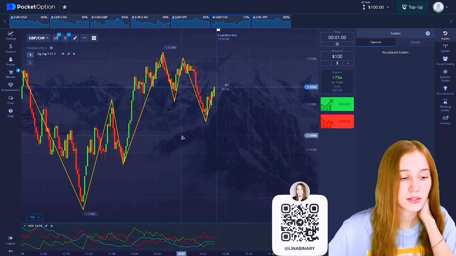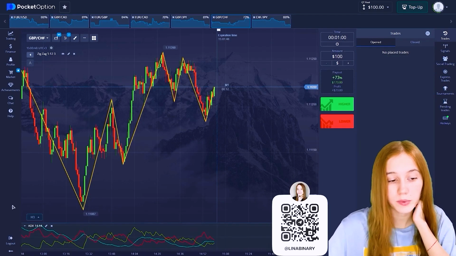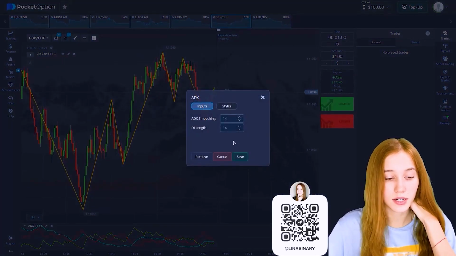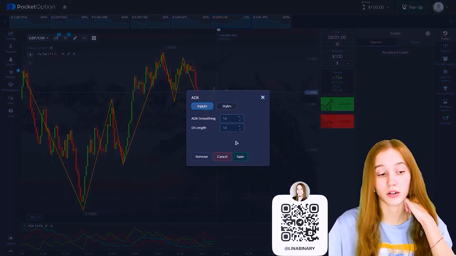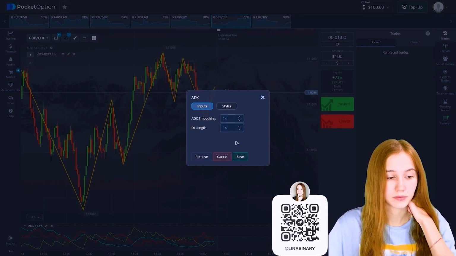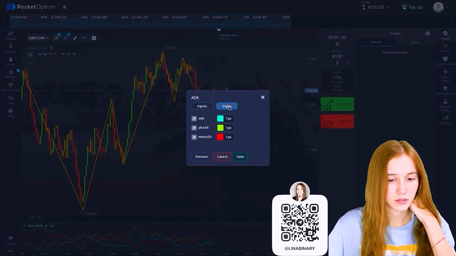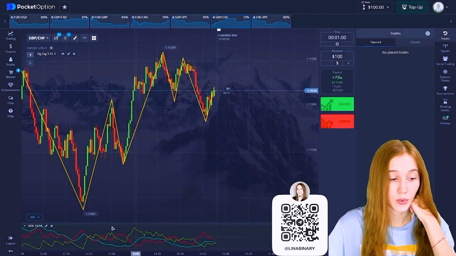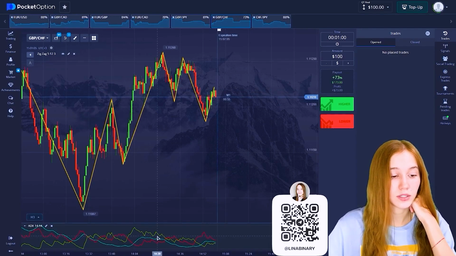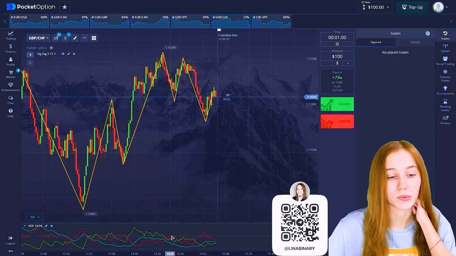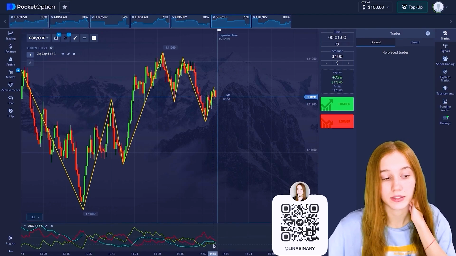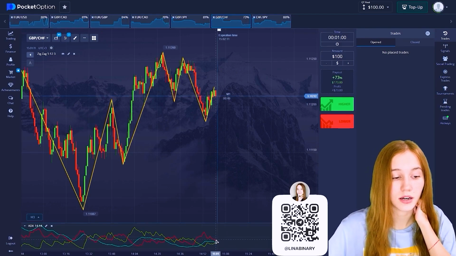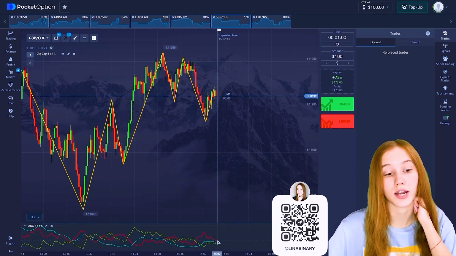Our second indicator is ADX, at the bottom of the screen. These are the settings. You can also copy them here. So it shows the average distance between 2 components. This is plus DI and minus DI, the red lines.